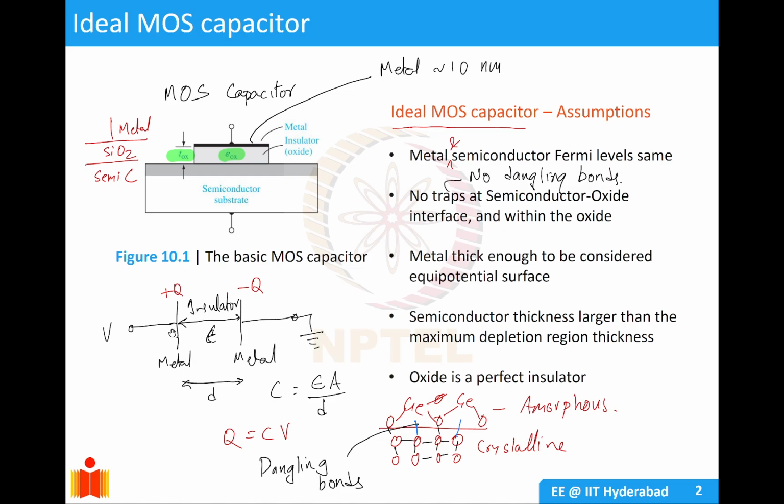So we know for a parallel plate capacitor, where you have a metal plate on both sides and an insulator in between, one plate is charged to plus Q, another is charged to minus Q. The insulator has a dielectric constant epsilon and a thickness D, and the capacitance is then given as epsilon A by D, where A is the contact area of the insulator, and the charge accumulated is given as Q equals CV, where V is the applied potential.